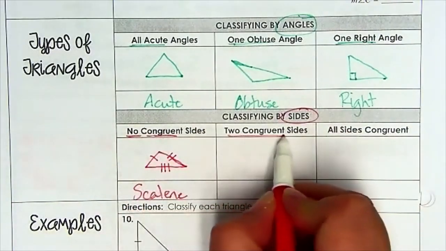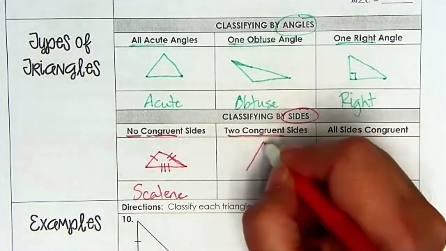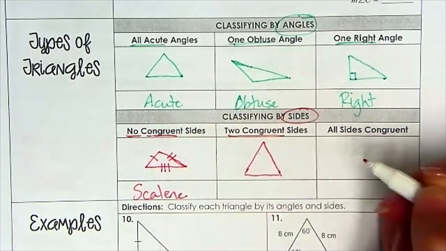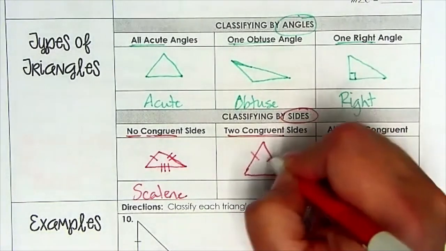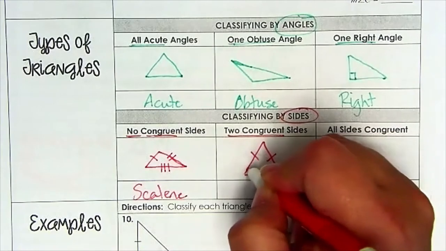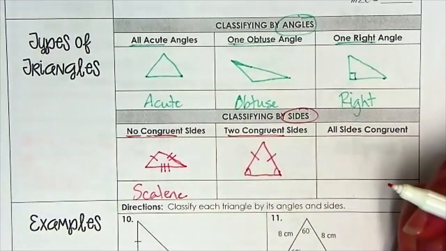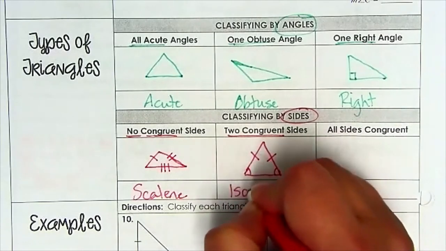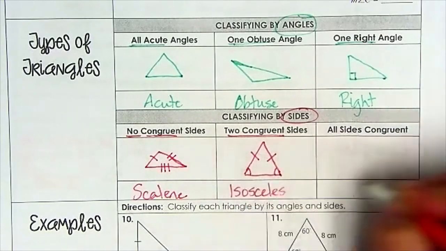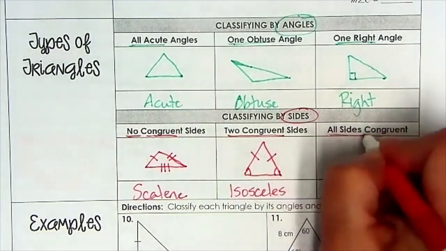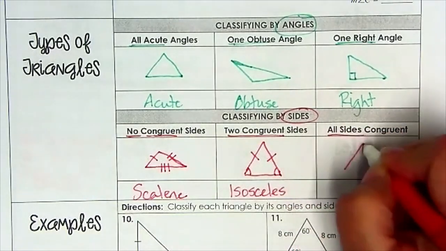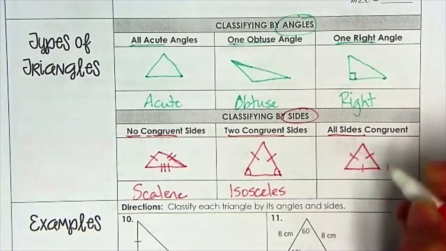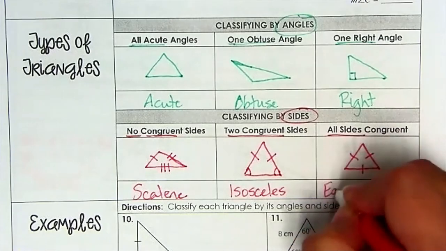When you have 2 congruent sides, that's when 2 of your sides are the same, which also means that these 2 angles are the same. This is called isosceles. And then you have all sides are congruent. I'd make it look right, but I am not an artist. And this one is called equilateral.